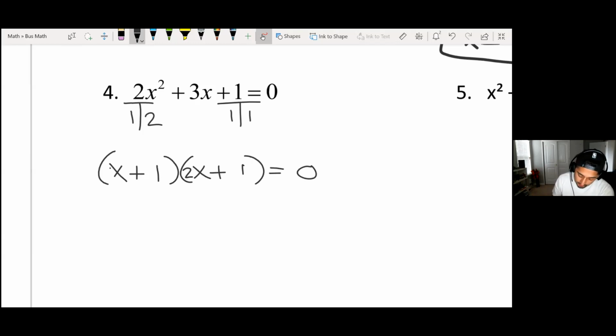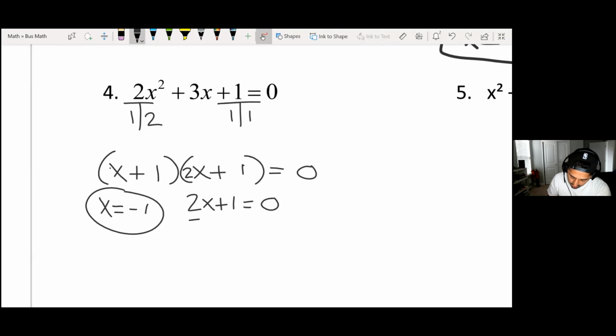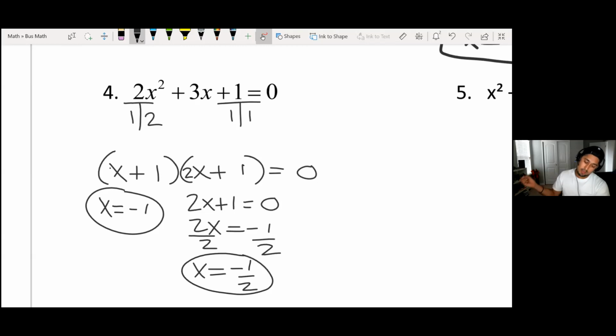Set them equal to 0. First one's easy: you get x equals -1. Second one, a little bit of work. 2x plus 1 equal to 0. 2x equals -1. Divide by 2, divide by 2. x equals -1/2. There you go.